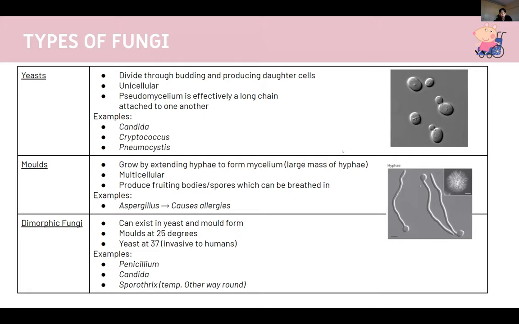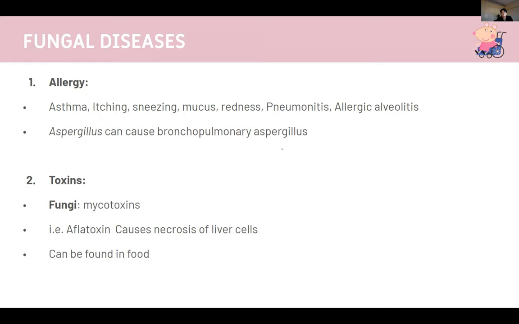Yeah. And so how do fungi actually cause disease? There's three methods. First, we have allergy. So we can have an exaggerated immune reaction against fungi. Examples include asthma, itching, sneezing, increased production of mucus, redness, pneumonitis, which is inflammation of our lungs, basically, and allergic alveolitis. An example is Aspergillus, and this can cause allergic bronchopulmonary aspergillosis, so that is an allergic reaction.